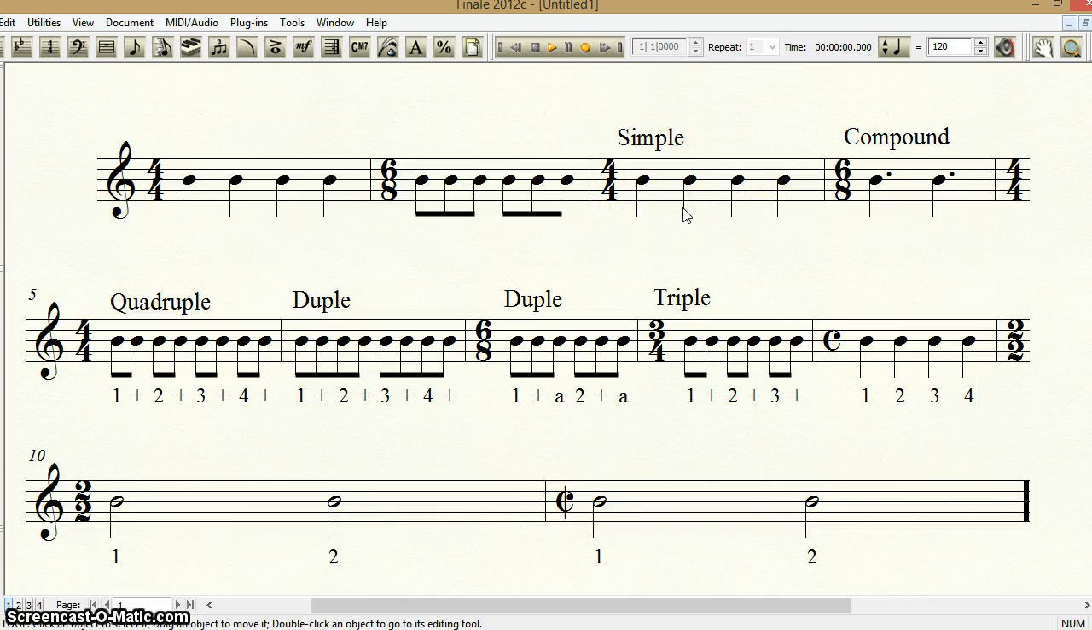Now the next thing we want to deal with is kind of the feel and how we group notes together. The feel of 4/4 is most accurately described generally as a quadruple meter because we have 1, 2, 3, 4 beats, and so if you divide them, it's just 1 and 2 and 3 and 4 and.